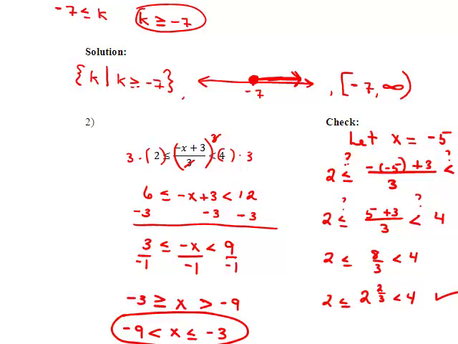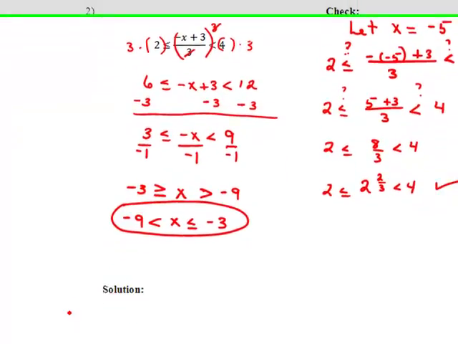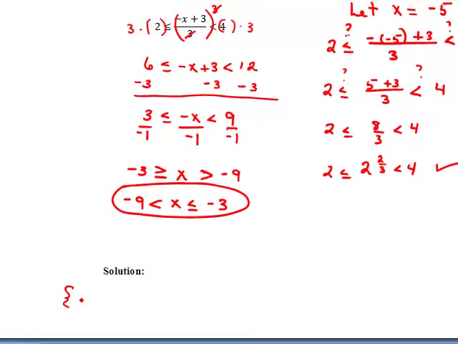So finally, let's write our solution. Again, we can use our set notation. We'll take our fancy braces, the set of all x such that x is greater than negative 9 and less than or equal to negative 3. We can also graph. Let me draw my number line here. Let's suppose negative 9 is somewhere over here. Negative 3 is somewhere here. We want all of the x values in between those two numbers.